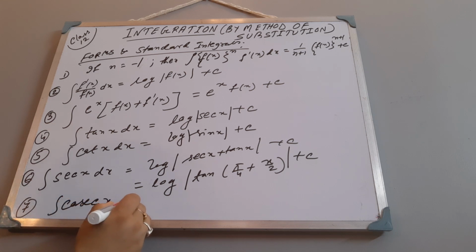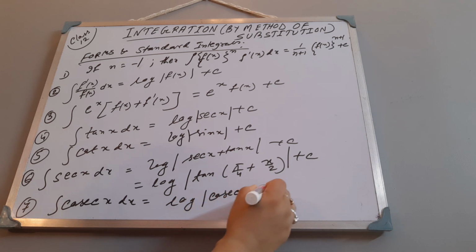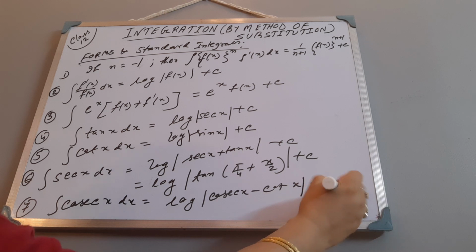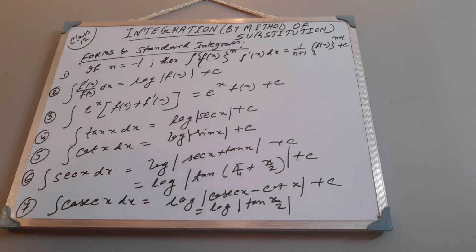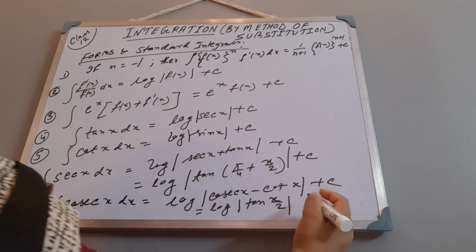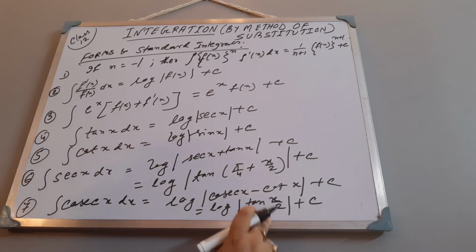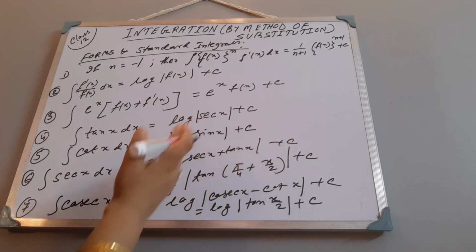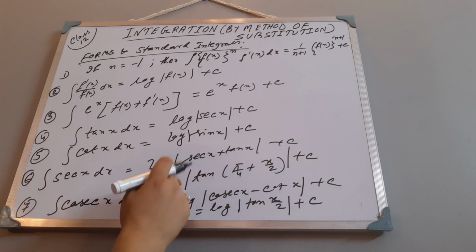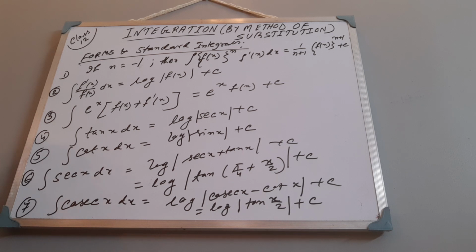Integral cosec x dx is equal to log (cosec x minus cot x) plus c, or according to the problem we can write log tan (x by 2) plus c, if it is required to represent in that form. Here also integral sec x dx is log (sec x plus tan x) plus c, or if required we can express it as log tan (pi by 4 plus x by 2).